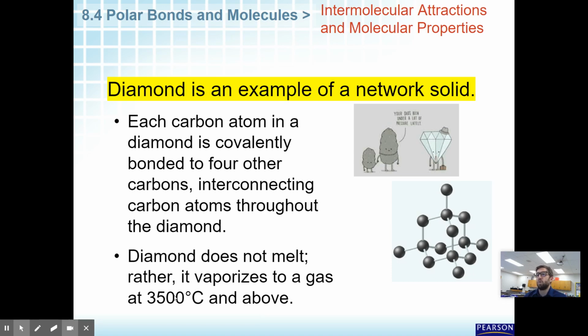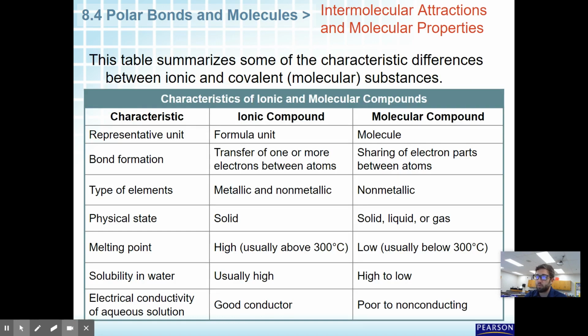So one of the reasons why diamond is so valuable is, for one, it's hard to break because it's so strong. But two, it's not going to ever melt, ever. Unless you go to the sun or something like that, or go to the middle of the earth.